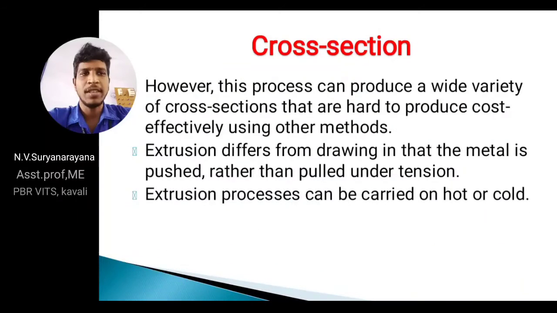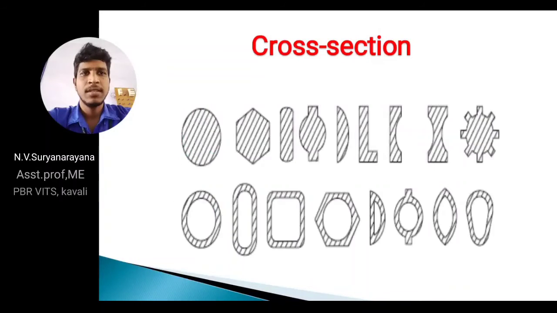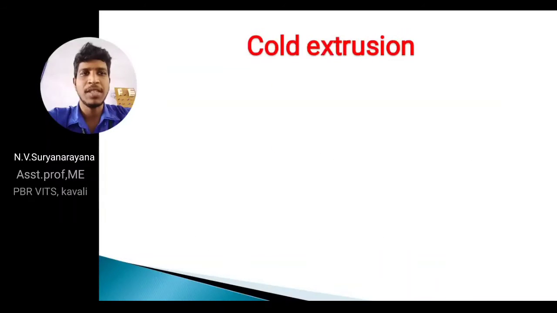Extrusion differs from drawing in that the metal is pushed rather than pulled under tension. That means in extrusion we are pushing, and in drawing we are pulling. That is the difference between extrusion and wire drawing or tube drawing. The extrusion process can be carried out hot or cold. These are examples of cross sections: cylindrical, cube, rectangular, I sections, L sections, T sections, ovals, semi ovals, etc.